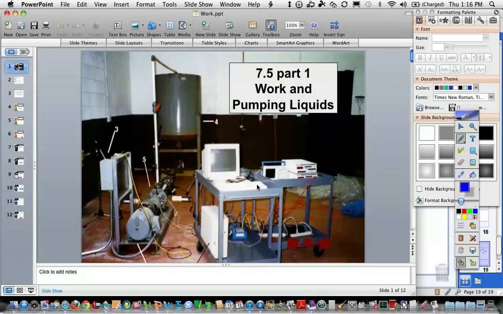Okay, there's a spring, probably the simplest of all. There's the bucket and the rope, and then there's the pumping liquid. I think you have one of each of those in your homework here, I hope.